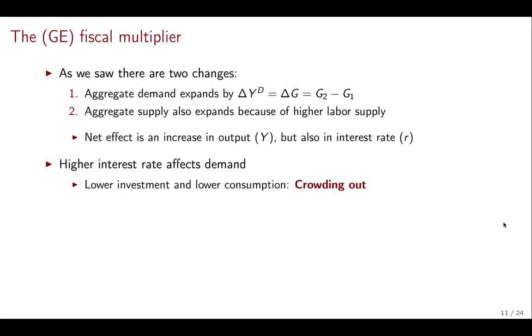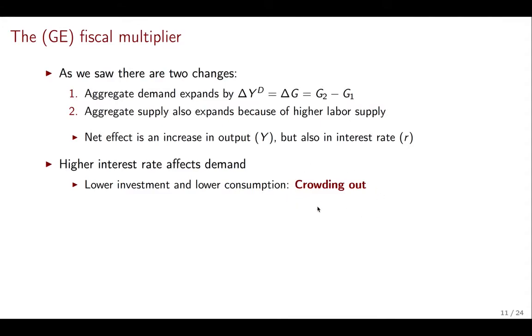Let me just show it to you. Many things change. Aggregate demand expands by exactly the change in G. But aggregate supply also expands because of higher labor supply. Okay, I'm just summarizing what we just did with the graphs. But then, in equilibrium, there are higher interest rates affecting the demand as well. Higher interest rates lower investment and lower consumption. Both of them go down.